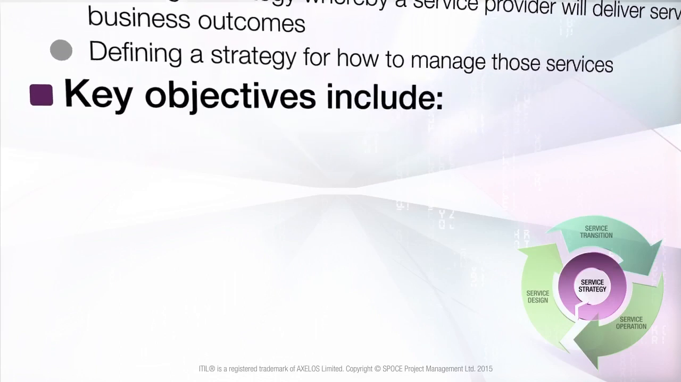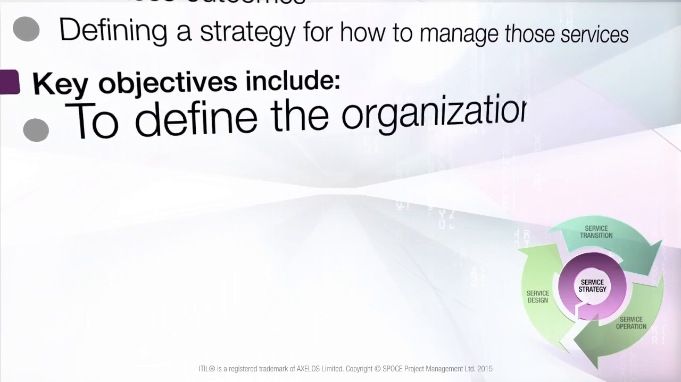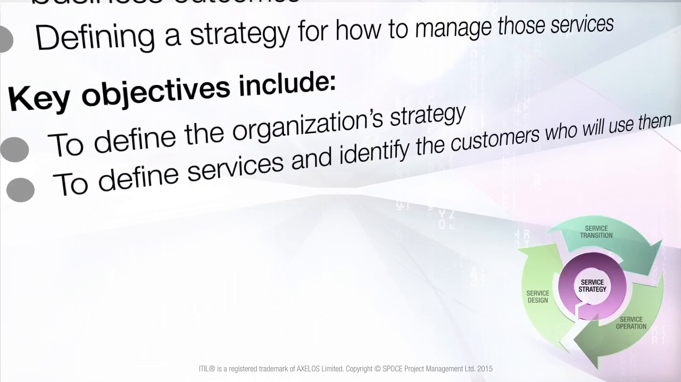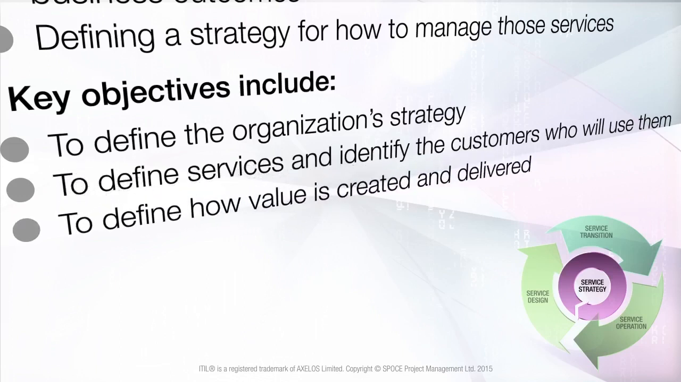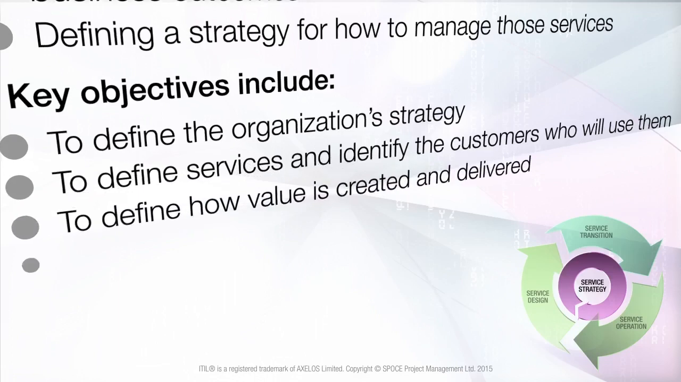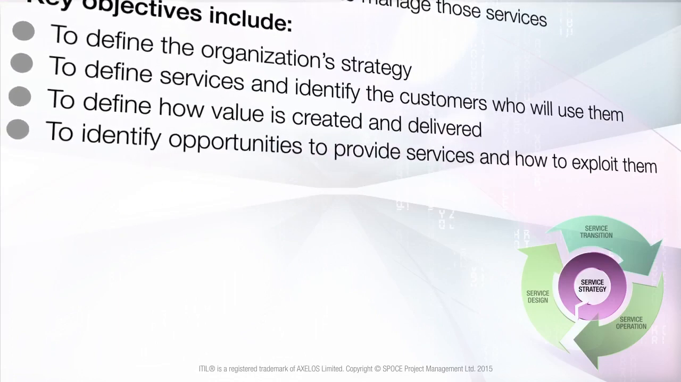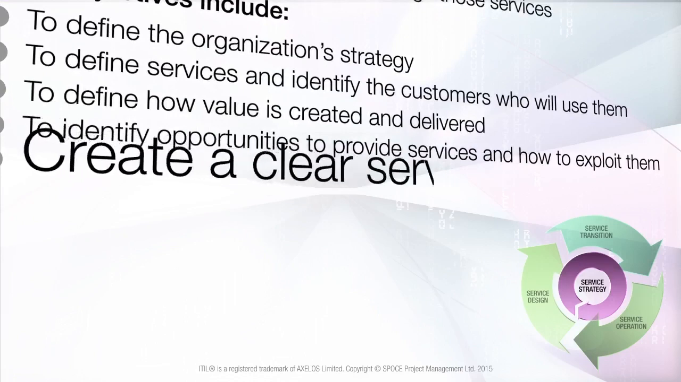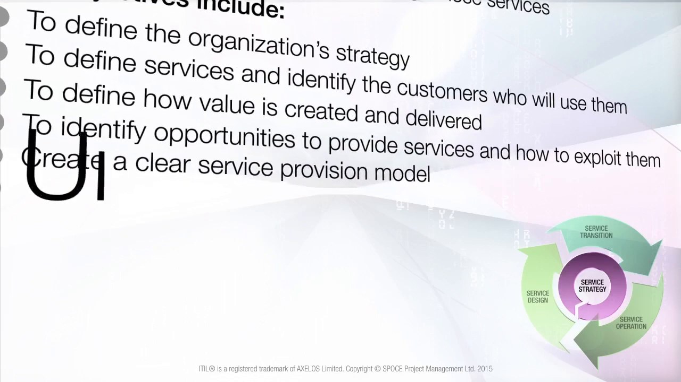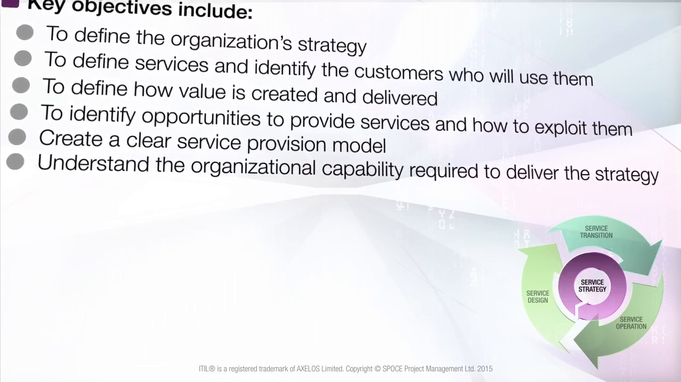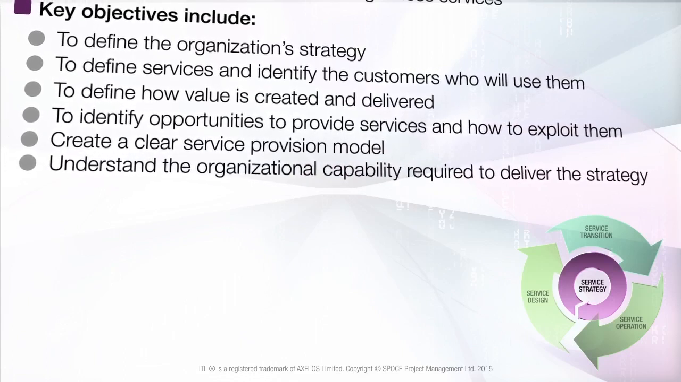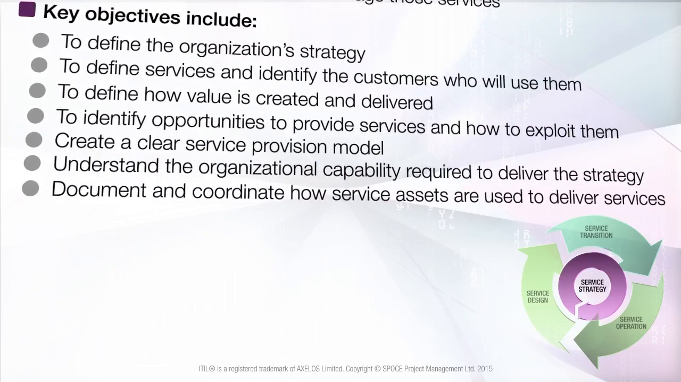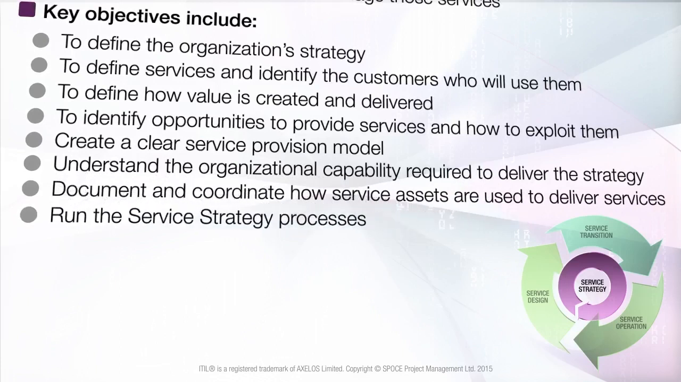The objectives of the service strategy stage are to define the organisation's strategy and in turn to define services it will offer and identify the customers who will use them. This stage will also help to define how value is created and delivered in providing a service. Opportunities as a service provider need to be identified, but also an understanding of how to exploit those opportunities. Service strategy will help to create a clear service provision model and help the provider organisation understand the capabilities required to deliver its strategy. The service assets used to deliver services will need to be documented and coordinated, and the processes required to deliver the strategy will need to be run.